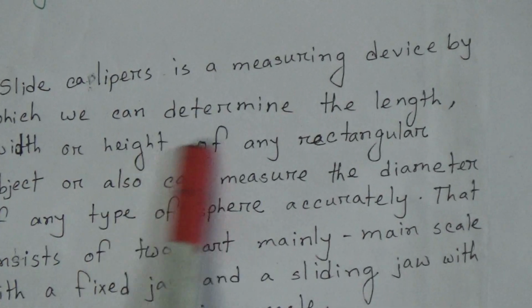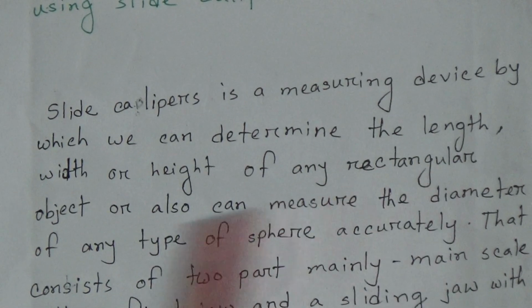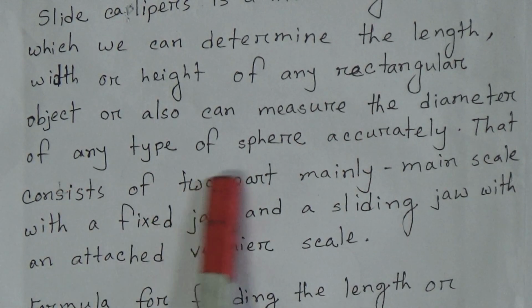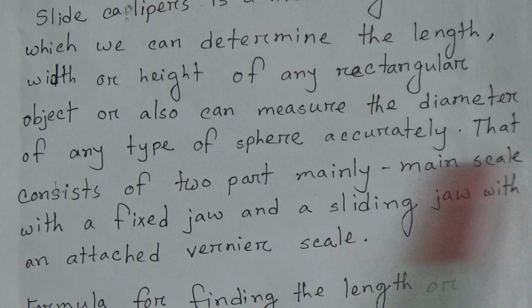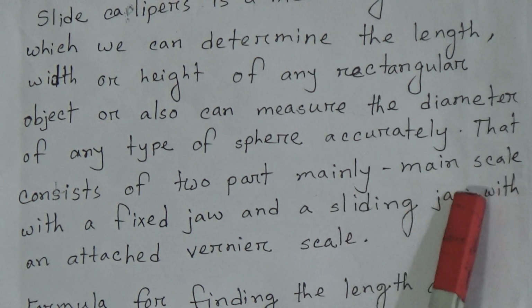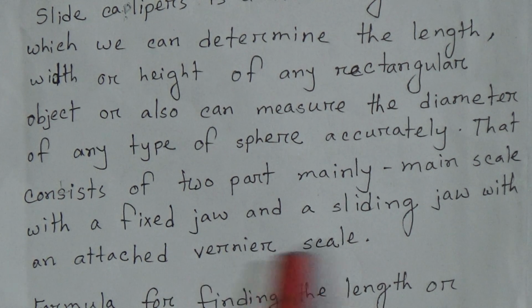At first, first of all, a slide calipers is a measuring device by which we can determine the length, width or height of any rectangular object, or also measure the diameter of any type of sphere accurately. It consists of two parts, mainly a main scale with a fixed jaw and a sliding jaw with the attached vernier scale.